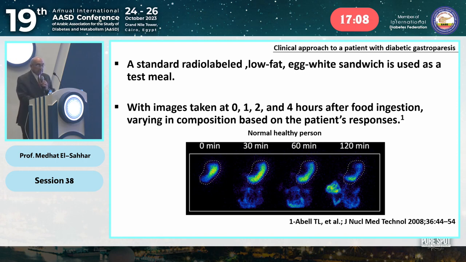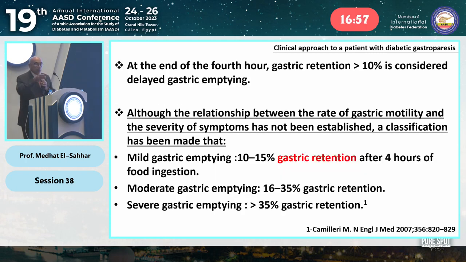Then a standard radio-labeled low-fat egg white sandwich is used as a test meal, and they read it at 0, 1, 2, 3, and 4 hours. And as we said before, if more than 10% of the isotope is still in the stomach, I have delayed gastric emptying. They try to make grades mild, moderate, severe, but it doesn't matter because till now there is no correlation between the degree of gastroparesis and the severity of the symptoms. Some people may have mild gastroparesis, however severe symptoms, and vice versa.